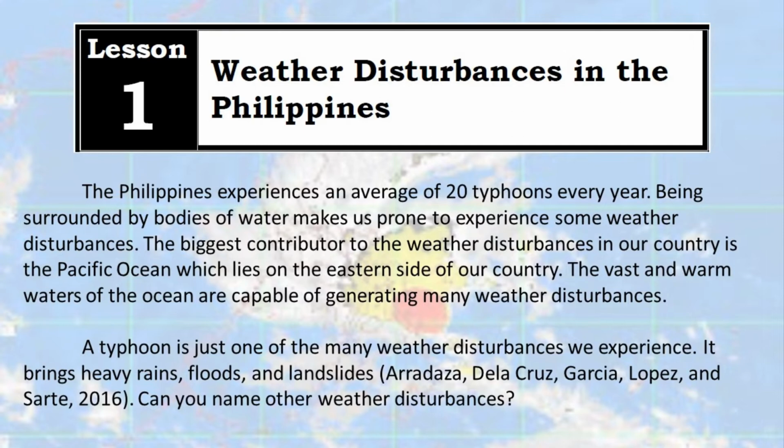A typhoon is just one of the many weather disturbances we experience. It brings heavy rains, floods, and landslides. Can you name other weather disturbances?